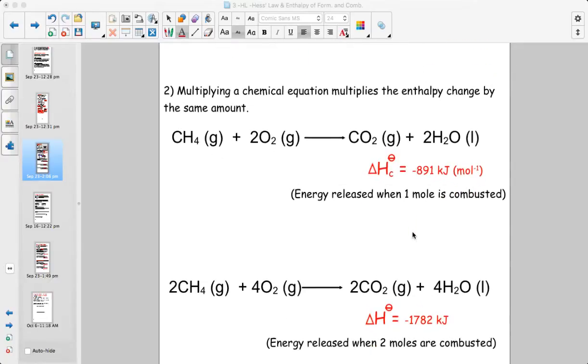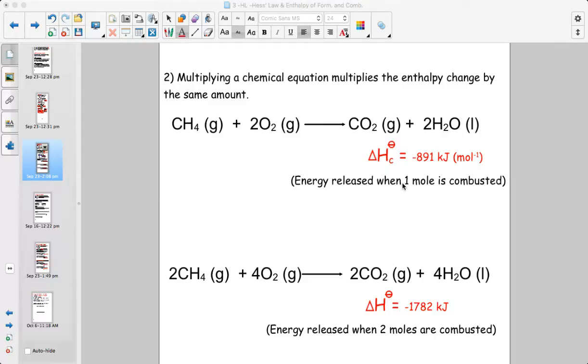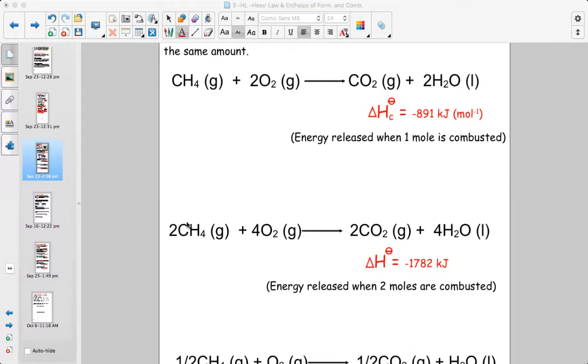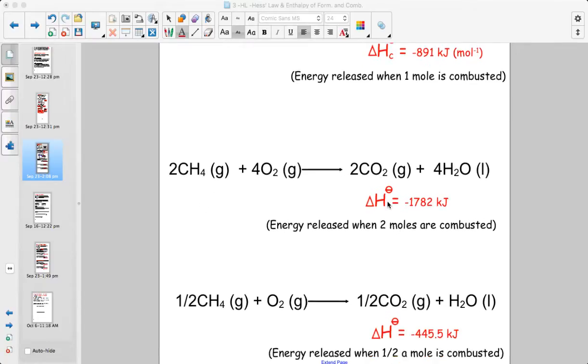Another important thing about reworking these chemical equations is that multiplying them means you multiply the enthalpy change by the same amount. So if you combust methane, it releases negative 891 kilojoules per mole, or it releases 891 kilojoules for burning the 1 mole. If you double everything, in the energetics topic, you have to really pay attention, because if you double the coefficients, you're now saying that I'm burning twice as much methane. And burning twice as much methane, burning 2 moles of it, releases twice as much heat.